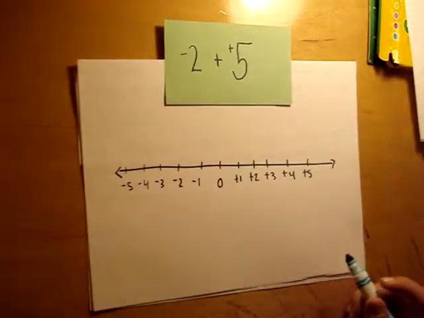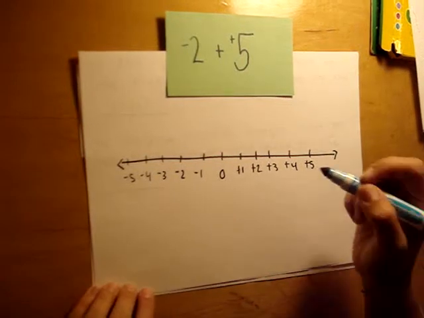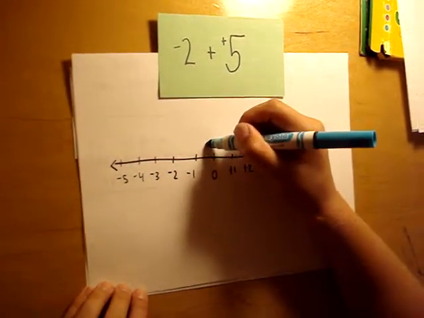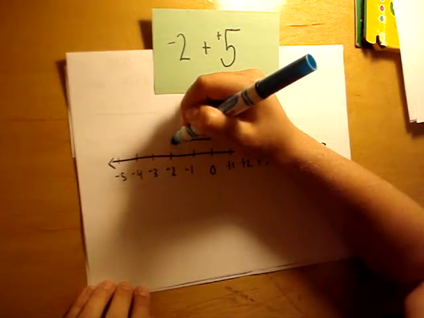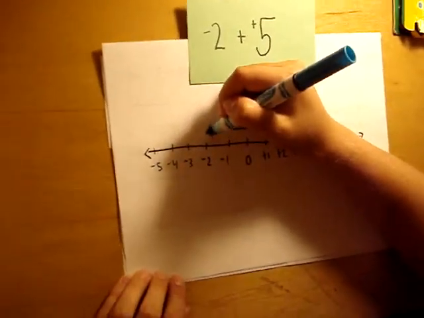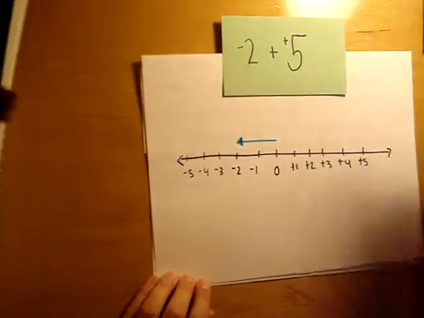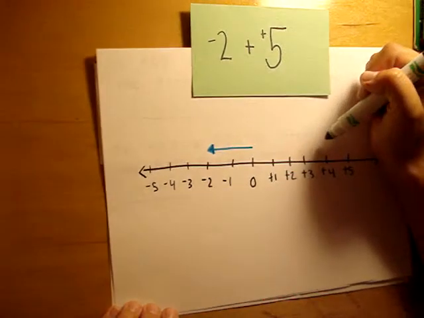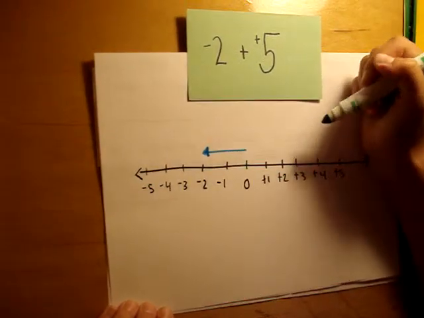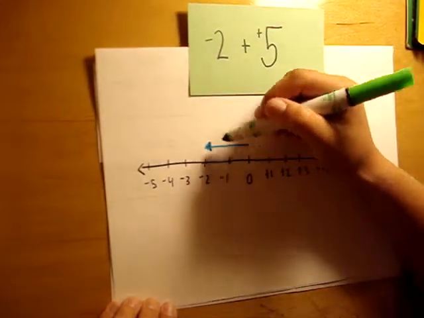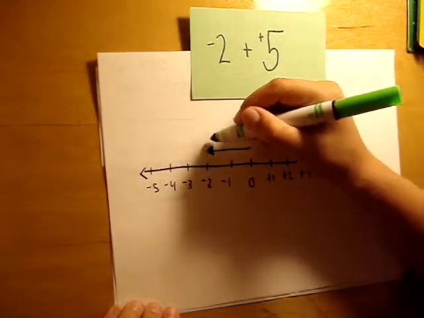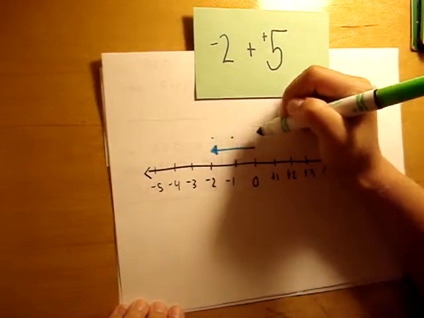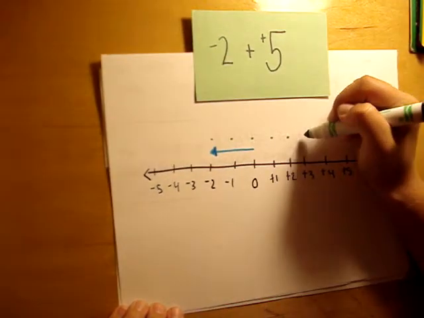So, the way you can explain this with a number line is, you could start at 0 and go over negative 2 spaces. So, you draw your arrow over to negative 2. Now, if you're adding positive 5, that means you're going right 5 units. So you're going to start where you just ended your blue arrow at your negative 2. And with this green arrow, I'm going to go over 5. So 1, 2, 3, 4, 5.